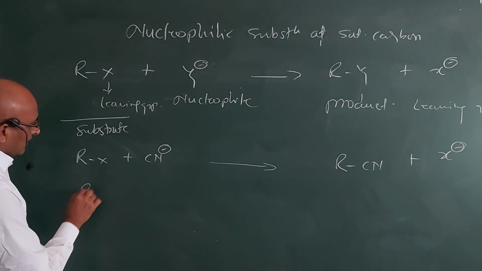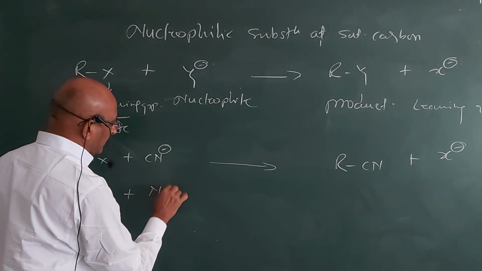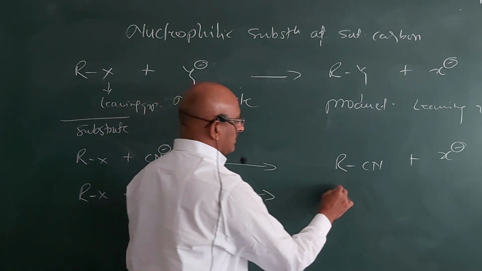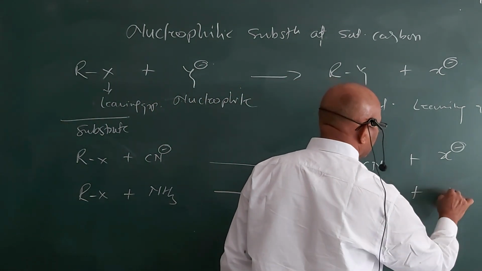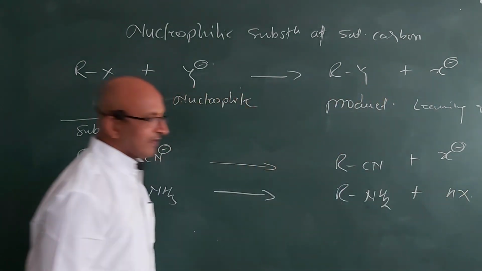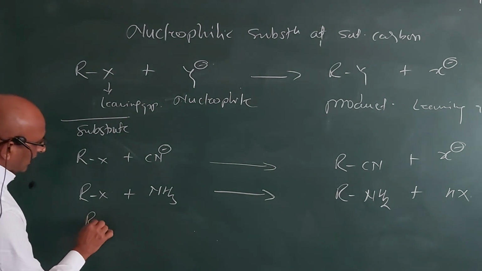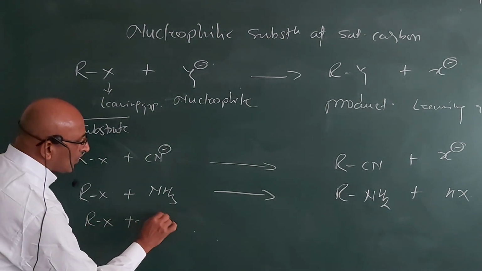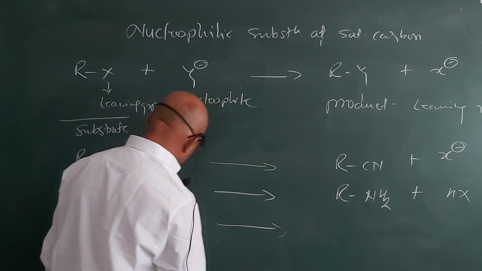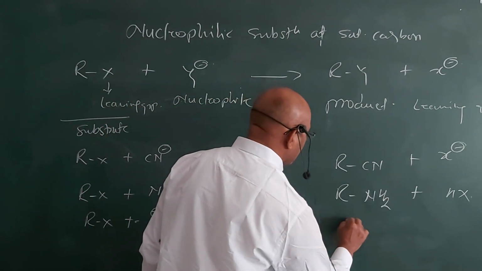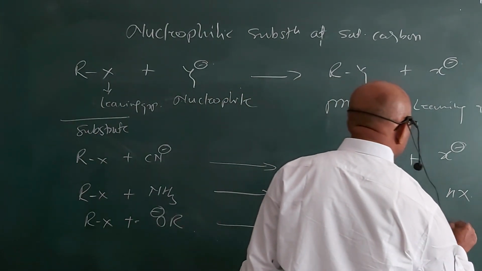Then RX plus NH3, here you will get RNH2 plus HX. RX plus OR minus, that is the alkoxy group. Here the amines react, here the alkoxy group reacts, and here you get the formation of ether plus X minus.